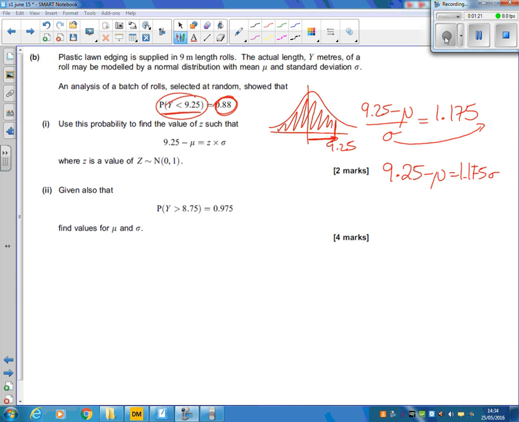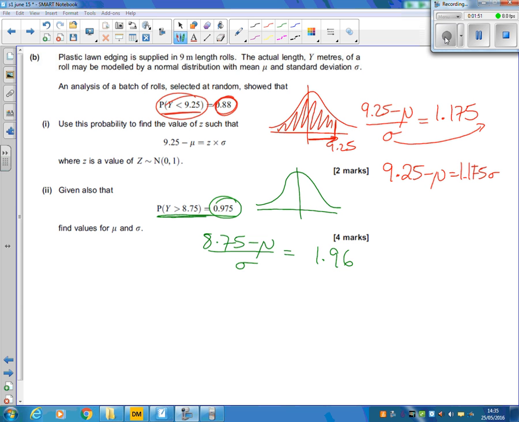Well, we're going to do that again for the second part. This time, again, the picture's quite important here. The standardization, say that again, is the same. Take away the mean divided by the standard deviation. Look up the 0.975, and 0.975 gives you a 1.96. We are 1.96 standard deviations away from the mean.